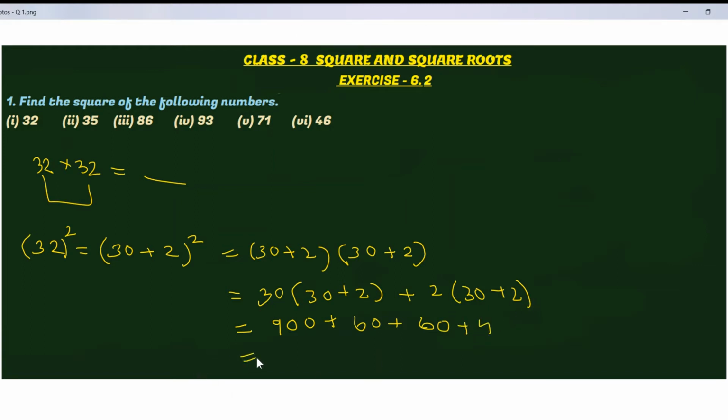So now we need to add all these. 900, then 60 plus 60 will be 120, so this is 1024. This way we can find out the square of the given number without doing the actual multiplication work. Next we will do this part. The rest of the parts I think you can do yourself. I will teach this part.